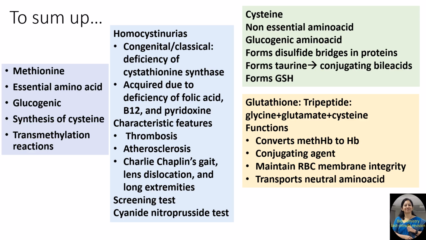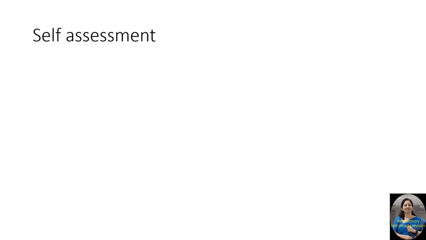It's a tripeptide made up of glycine, glutamate and cysteine. Functions of glutathione include converting methemoglobin to hemoglobin by reducing the ferric form of iron to ferrous, acting as a conjugating agent for heavy metals, drugs and organophosphorus compounds, maintaining RBC membrane integrity, and transporting neutral amino acids using the gamma-glutamyl cycle. So this was all about metabolism of methionine and cysteine.